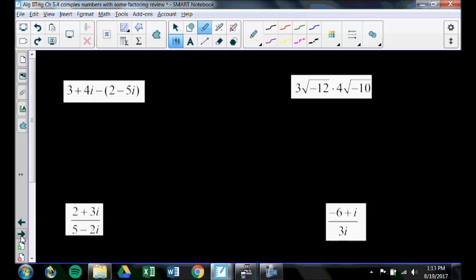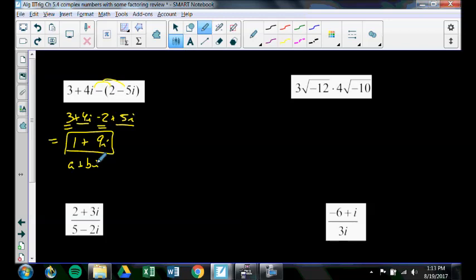So 3 plus 4i minus 2 minus 5i. Well, I'm going to distribute this negative here. 3 plus 4i minus 2 plus 5i. Now I combine my like terms. 4i plus 5i is 9i. 3 minus 2 is 1. It's 1 plus 9i. That's how that simplifies. Leave it split up, so now it's a plus bi, where a is 1, b is 9, i is i.